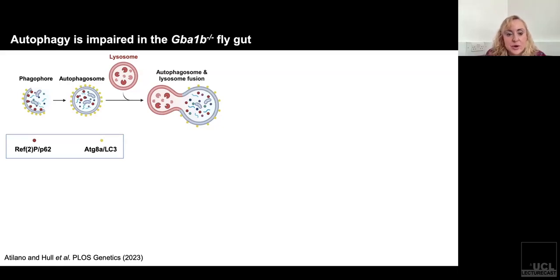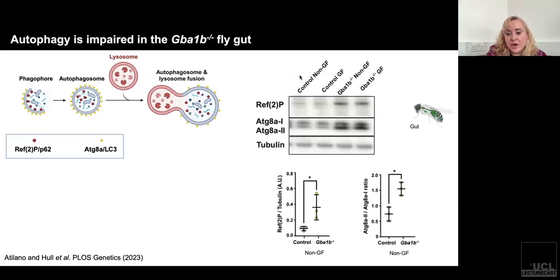And we can monitor autophagy by looking at a number of proteins that are associated with this process, including Ref2P, which is the equivalent of P62 in mammals, and which is an adapter of autophagy, and also ATG8A, which is the same as LC3 in mammals, and which is a marker of autophagosomes. And by looking at the levels of both of these proteins, we were able to show that both were increased in the gut wall of GBA knockout flies, suggestive of there being a block in autophagy. And we saw this also under germ-free conditions and normal conditions.